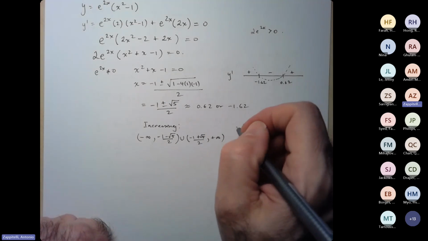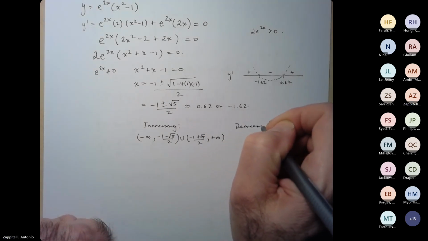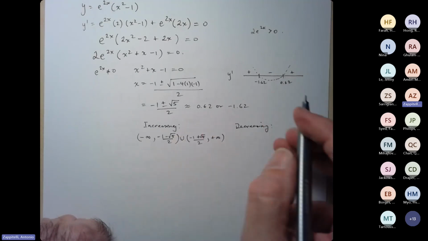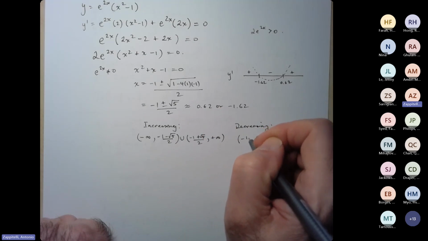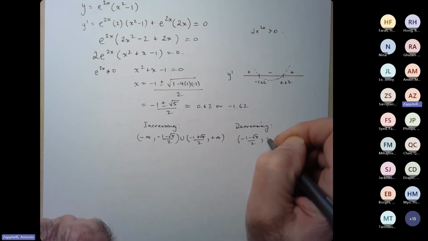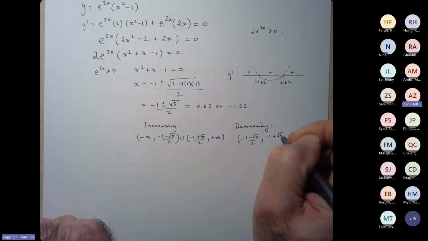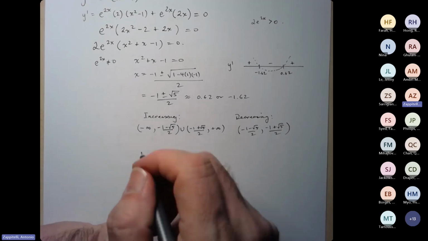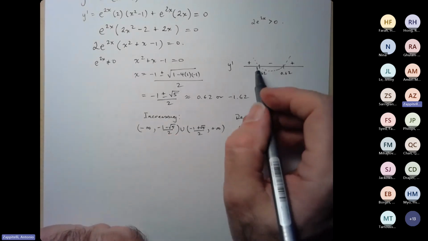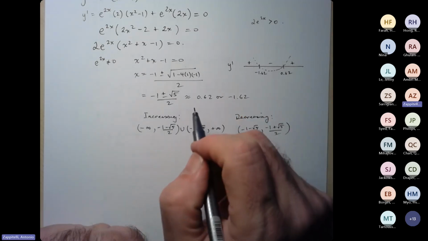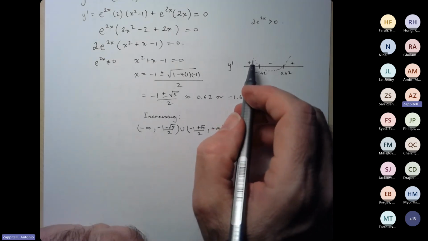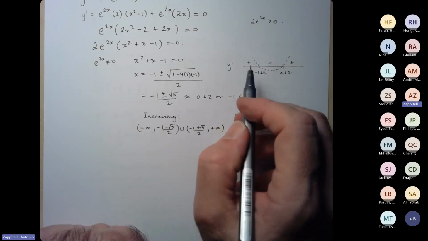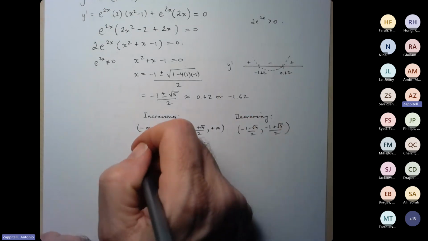When is it decreasing? Well, it's decreasing in between those two numbers. So it's decreasing from -1 minus root 5 over 2 to -1 plus root 5 over 2. And lastly, are there any local maxes and minimums? Yeah, here, what would it be? You realize the derivative is going from positive to negative, so the function is going from increasing to decreasing. So you're going to have a local maximum.